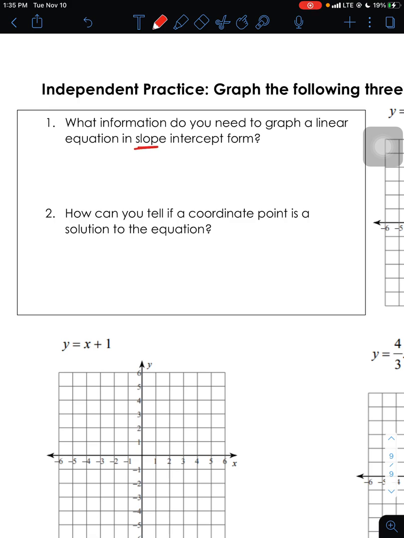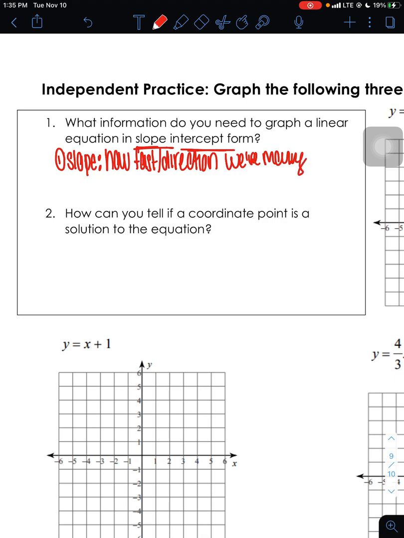It says in slope-intercept form. So perhaps these are the two pieces that we need. So first we need our slope. And why do we need that? Because it tells us how fast and in what direction we're moving. And we also need our y-intercept, because that's going to just give us like a starting point.